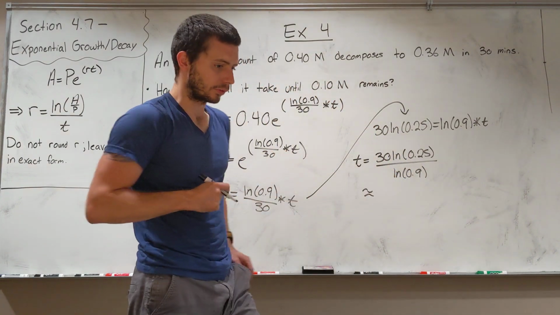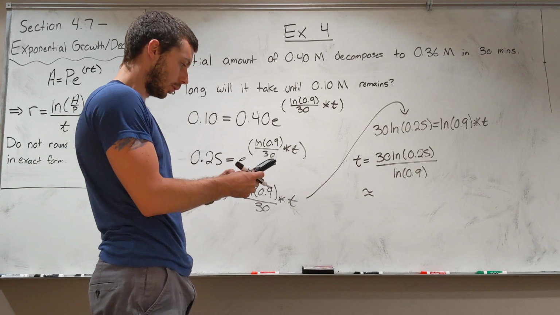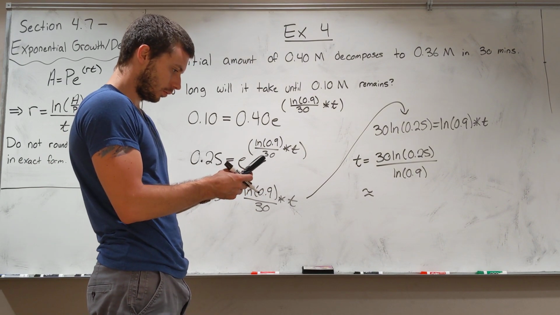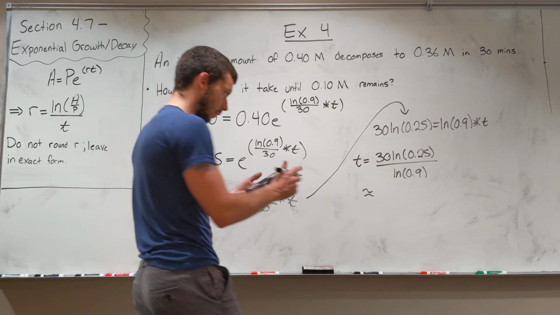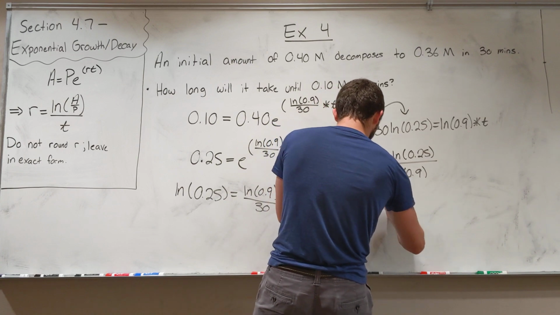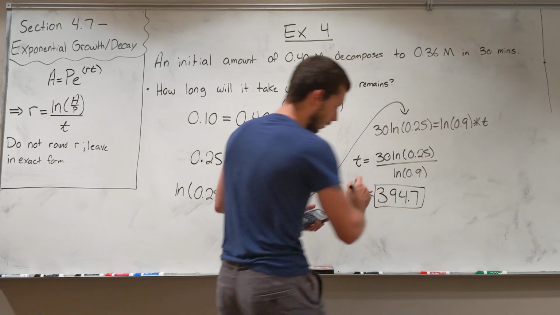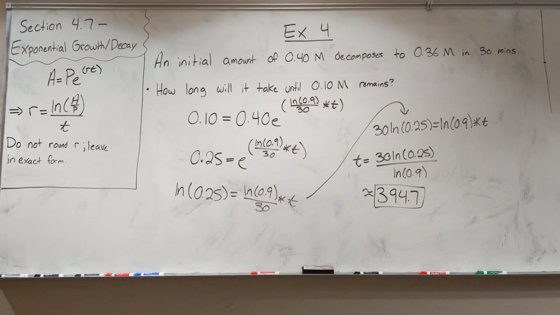We'll put all of this in the calculator. Looks like we need 1 decimal place, so let's solve for that. It looks like 394.7, and that looks good. So that would conclude example 4.